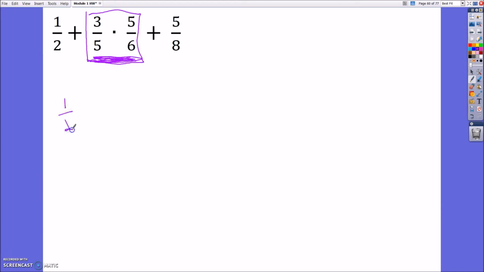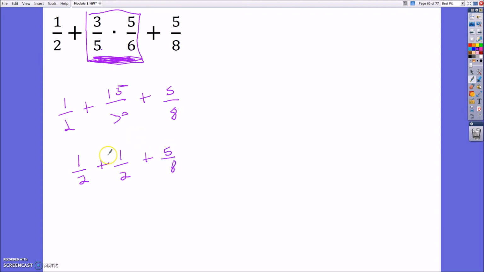So I'm going to have 1/2 plus 3 times 5 is 15. 5 times 6 is 30. And I'm going to add 5/8 to that. Now, you could get everything to have a common denominator, but I noticed that 15 over 30 is just 1/2. So I'm going to have 1/2 plus 1/2, because 15 over 30 reduces to 1/2, plus 5/8.